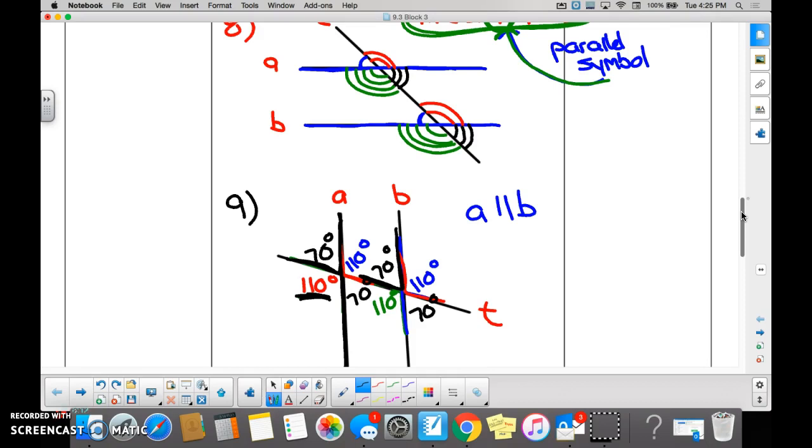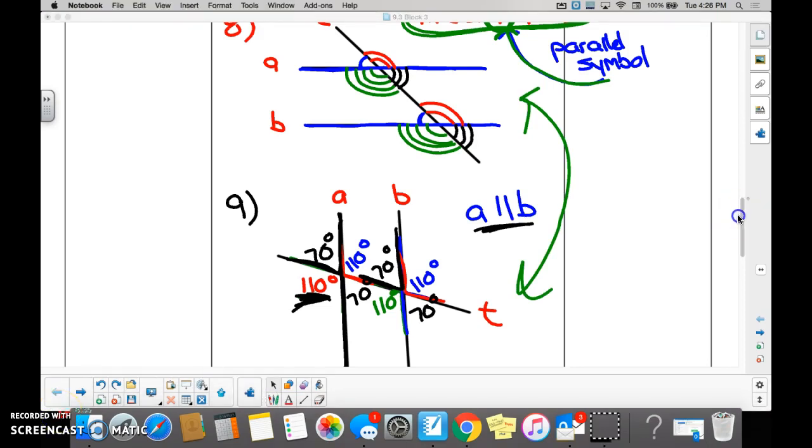Look what I did there. Because I knew this, 110, because I knew that A and B were parallel, and I saw the transversal T coming across my lines A and B that were parallel, I was able to find the rest of the other 7 angles. So these two right here go hand in hand. They work together.